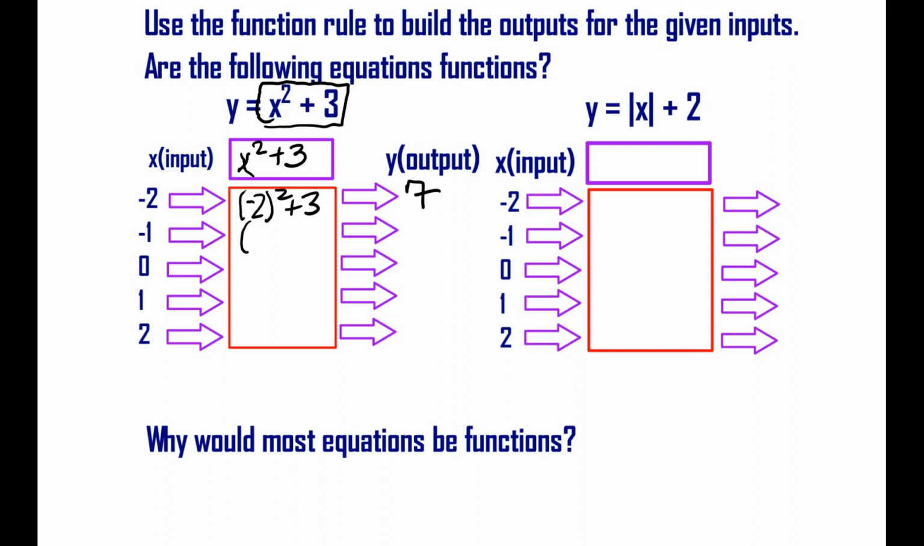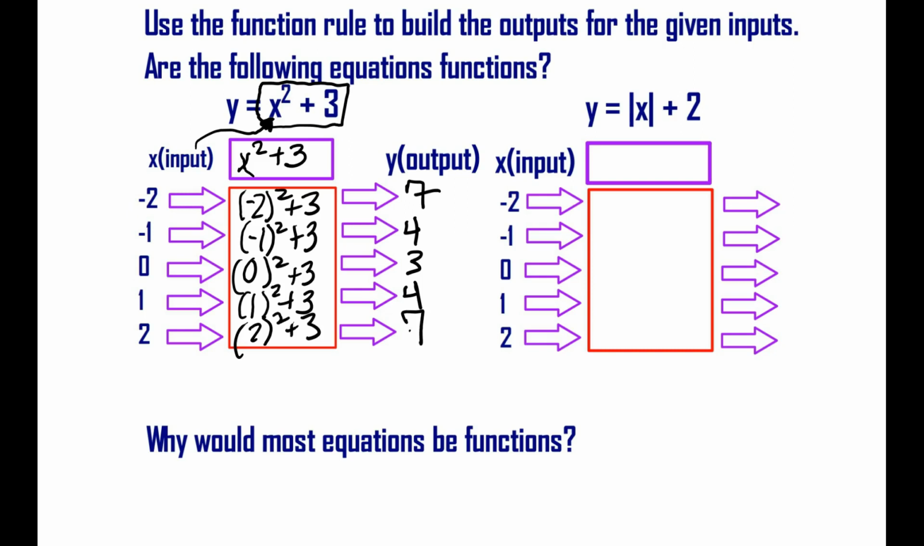When I put in -1, -1 squared is -1 times -1, which is 1. 1 plus 3 is 4. When I square 0, again, I'm putting my input into the function rule right there. When I square 0, I get 0 squared plus 3, which gives me 3. When I square 1, 1 times 1 is 1 plus 3 is 4. When I square 2, 2 squared plus 3, 2 squared is 4 plus 3 is 7.